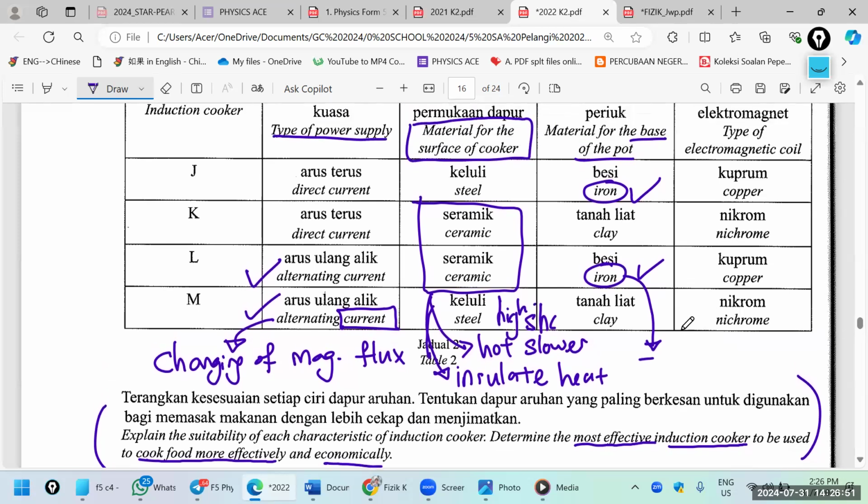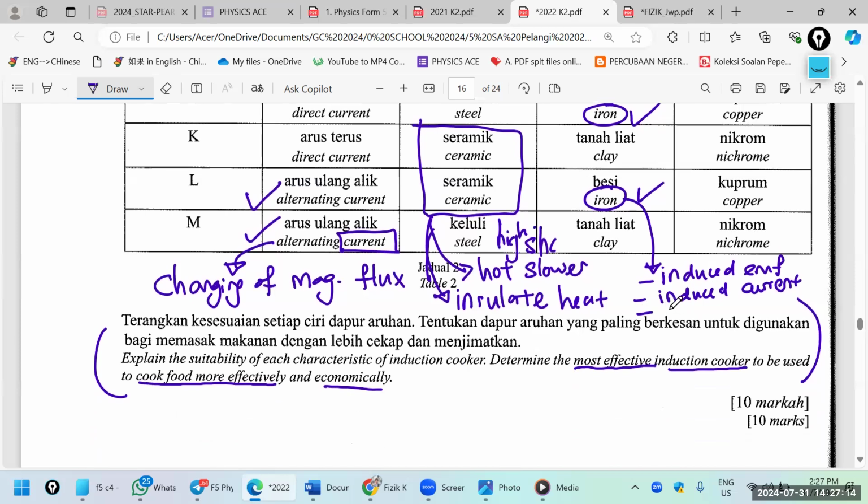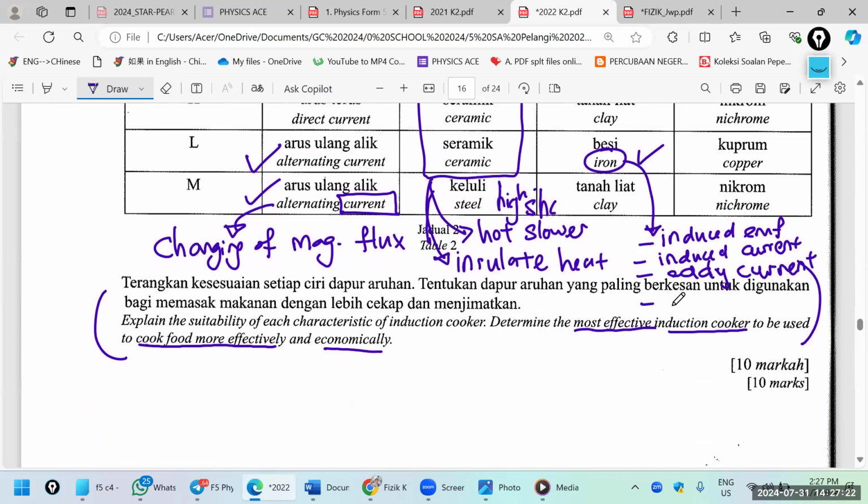is a minor reason. The major reason is, when the magnetic flux cuts on iron, what happened? Yes, there is induced EMF. Yes, correct. Or we say there is induced current. And actually that current, we call it eddy current. So eddy current actually can do what? Can become hot.